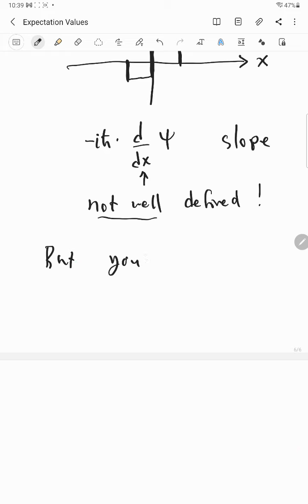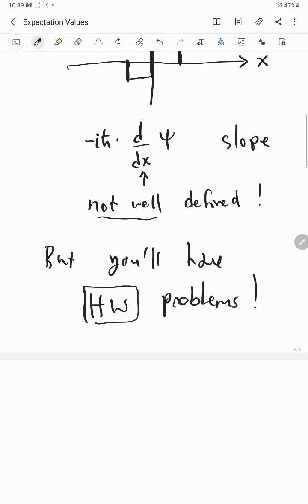But you'll have homework problems, which are good examples. So do the homework so that you can practice this.